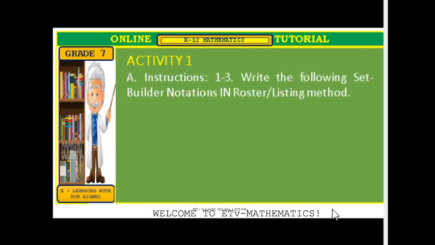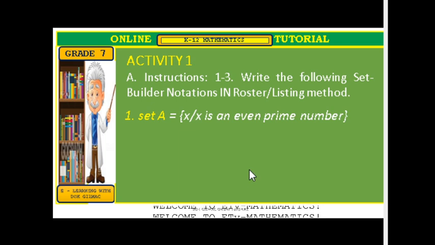Then, let's try to have an activity. Write the following set builder notations in roster or listing method. Set A is equal to the set of x such that x is an even prime number. Again, let's define a prime number. When we talk about prime number, these are numbers having a factor of 1 and itself. So, based from the given restrictions in selecting elements of set A, this is just equal to the set of x such that x is an even prime number. So there is only one element, and that is 2. Okay?